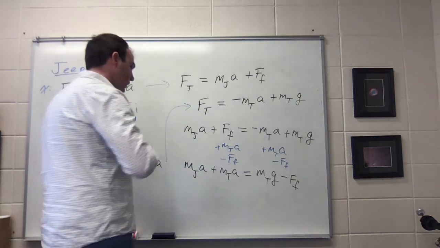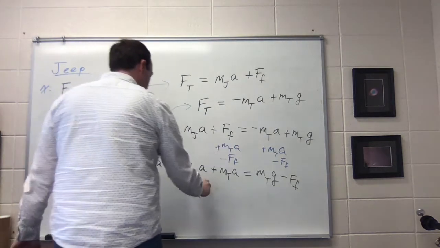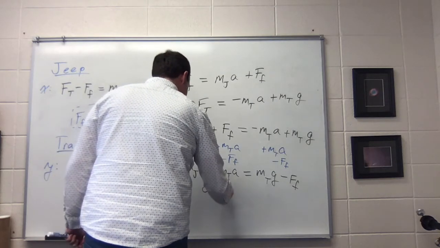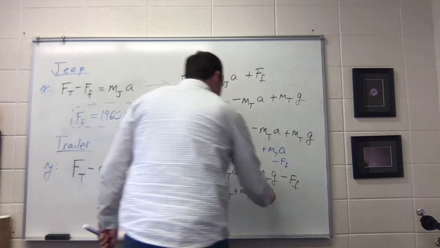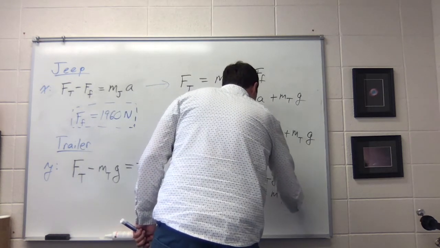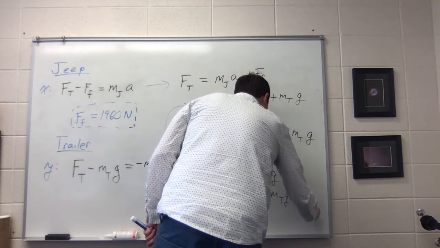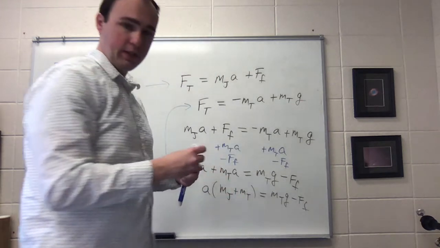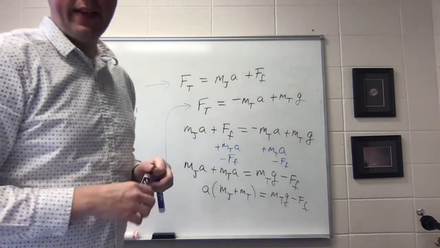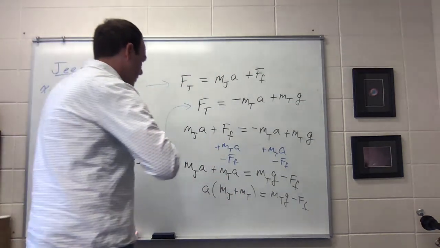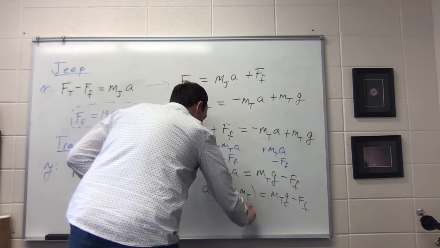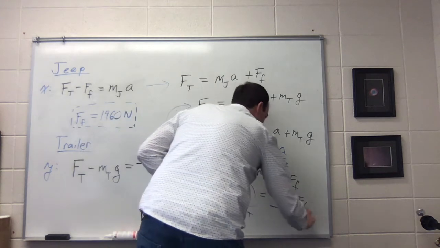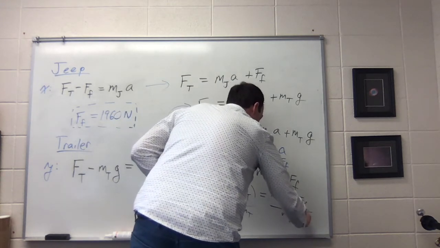Okay, and then finally I can factor out the acceleration a, so that's a times the mass of the Jeep plus the mass of the trailer is equal to the mass of the trailer times g minus the force of friction. And then divide both sides by this total mass. So m sub j plus m sub t divided on both sides.